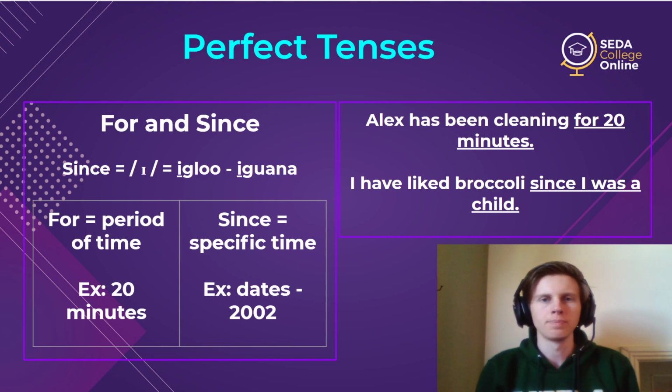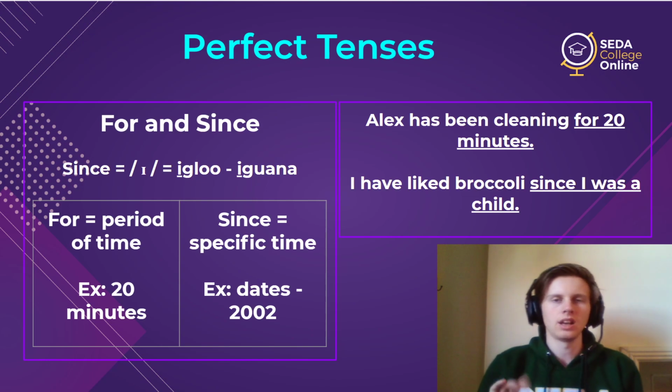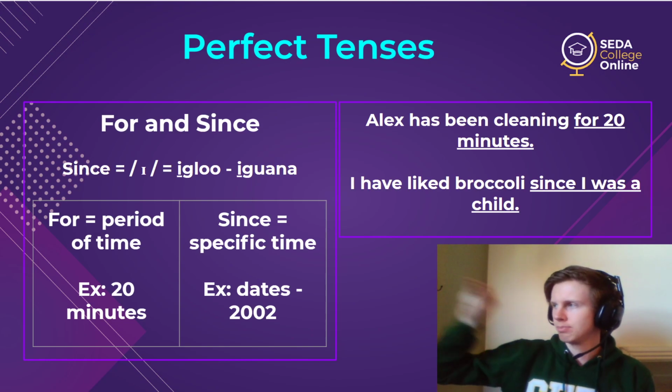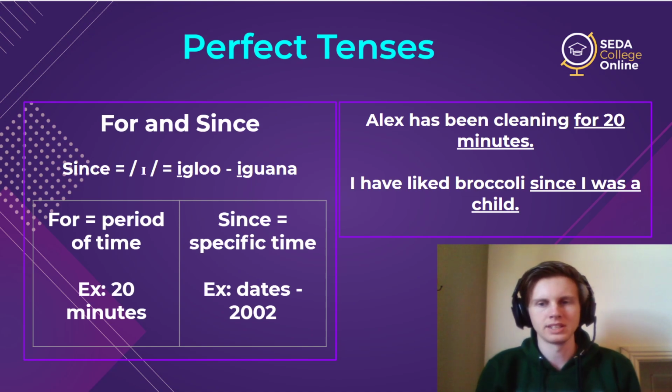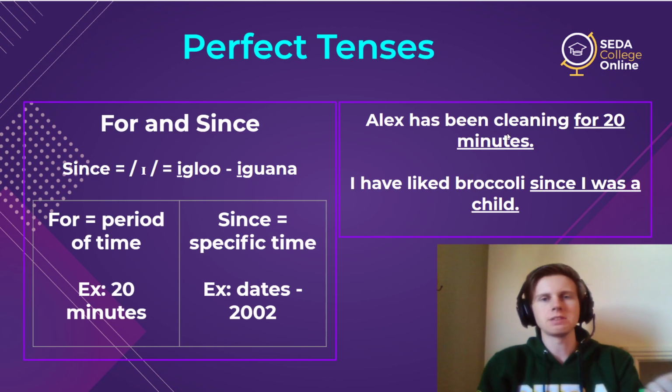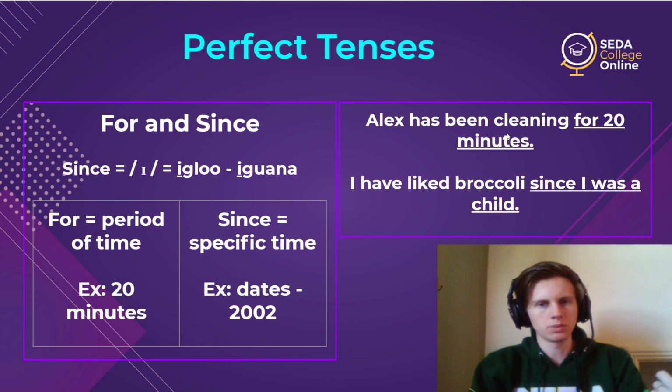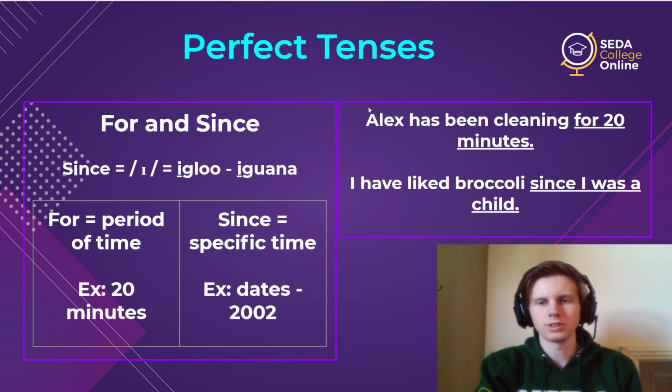All of these show that you can use since to reach to a specific point in the past to make your sentence. And we can also change these sentences around to have the same meaning with for or the same meaning with since. So let's look at this first one. Alex has been cleaning for 20 minutes.